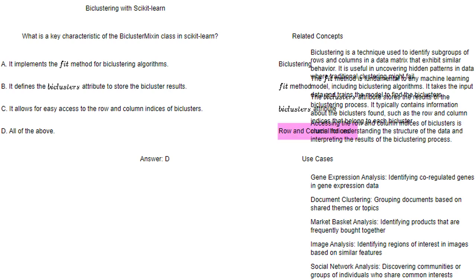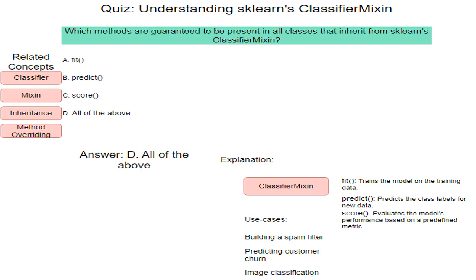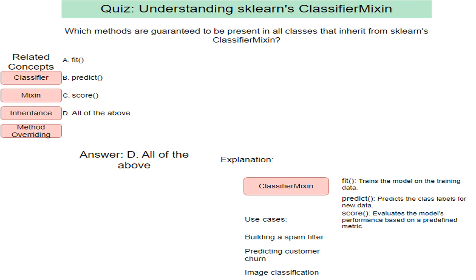Which methods are guaranteed to be present in all classes that inherit from sklearn's ClassifierMixin? A. fit. B. predict. C. score. D. All of the above. The fit method is essential for training a classifier. It takes training data as input and adjusts the model's internal parameters to learn the relationships between features and target labels. True. ClassifierMixin. The predict method is used to make predictions on new data.